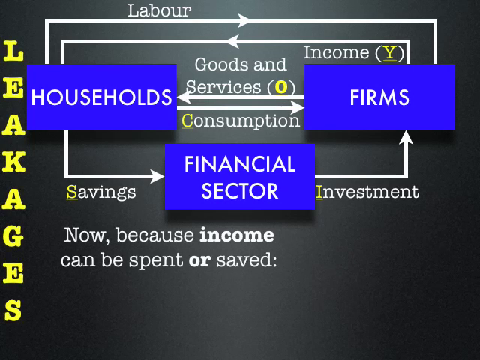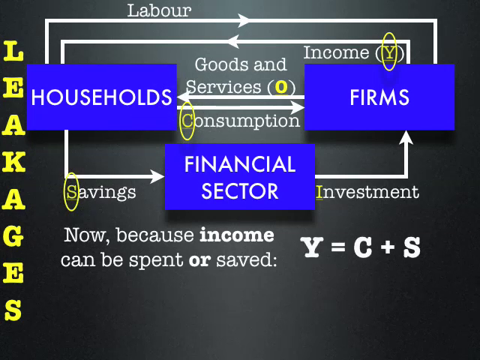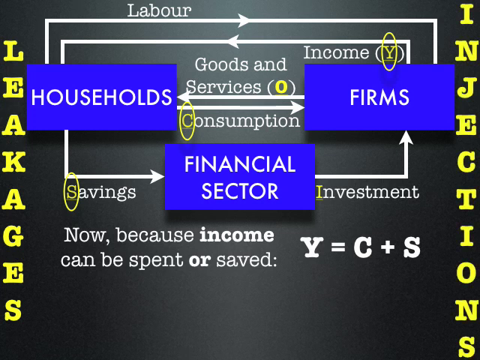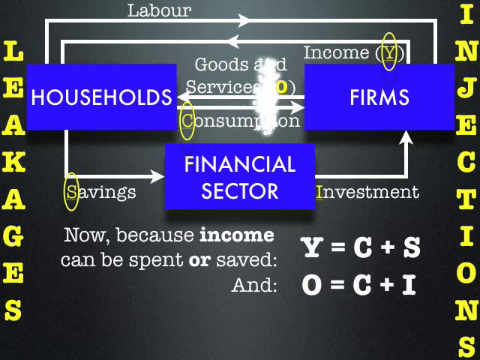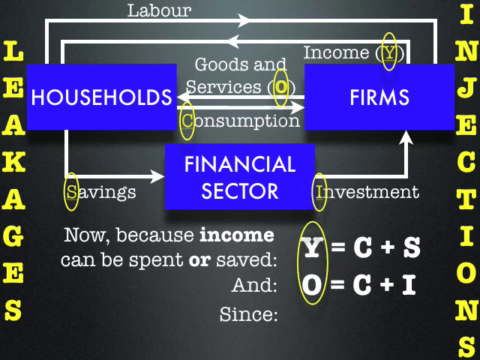Because every bit of income has to be spent or saved, right? The mathematical formula is that income is equal to consumption spending or saving. You can't do anything else with your money, right? All you can do is consume or save. On the injection side, the amount of output that firms make, the goods and services, is equal to the amount that people spend plus the amount of investment.